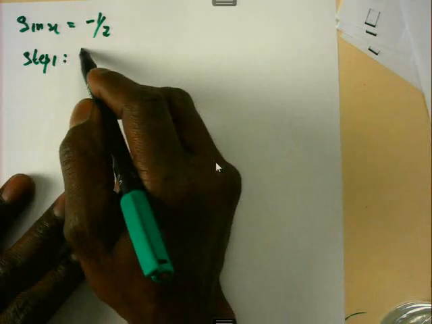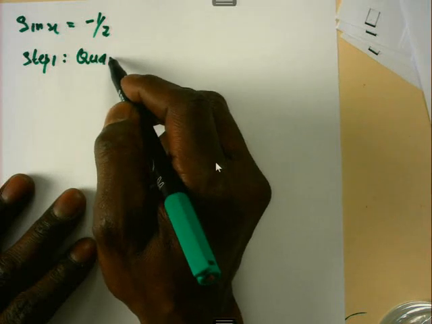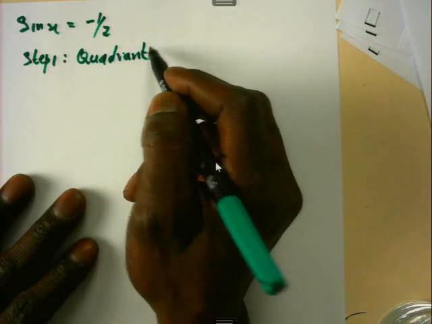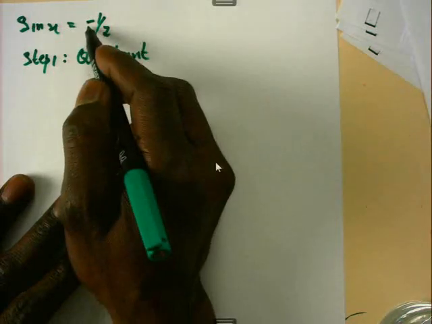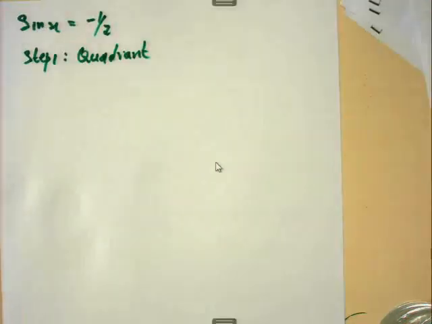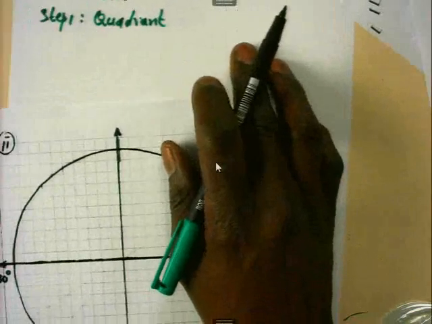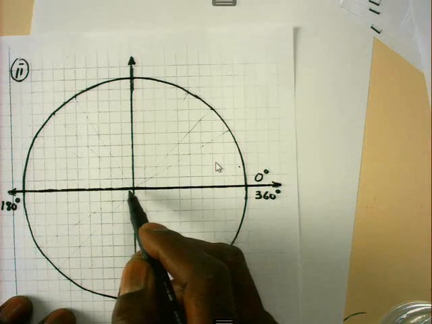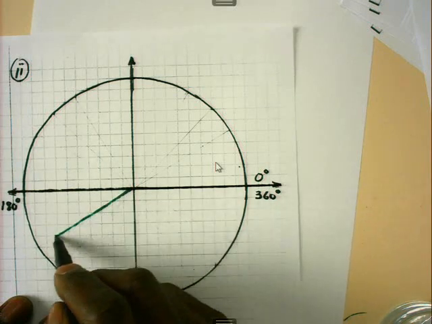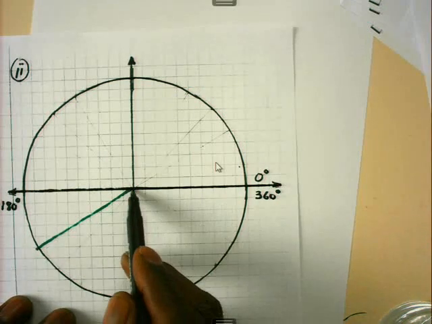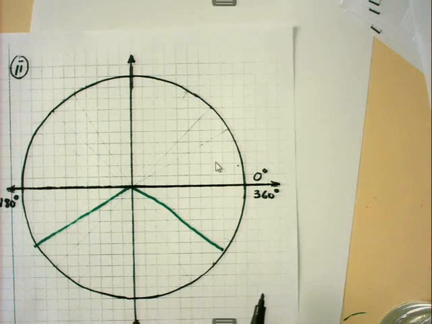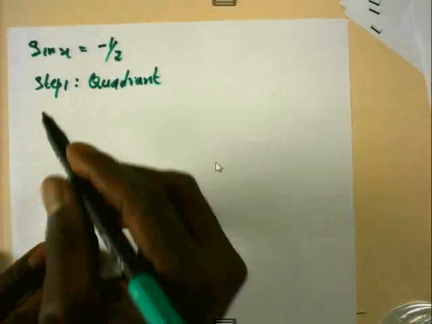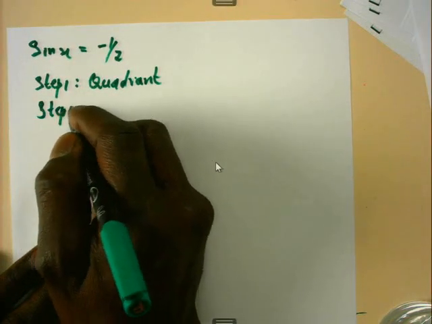we identify the quadrant, and this sign is negative, so sine is negative in the third and the fourth quadrant. And the next step will be step 2. You should be familiar with this now.